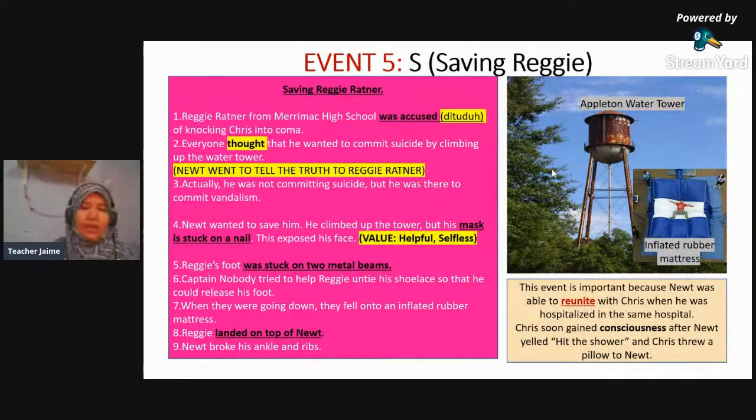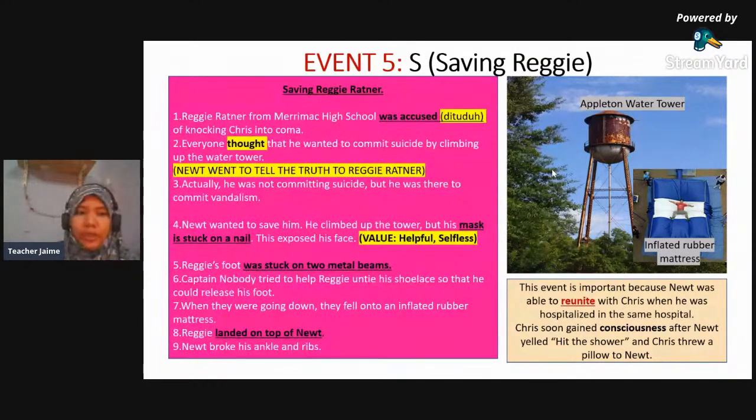Saving Reggie Redner. Ingat tadi Ricky. Ricky ni tak penting sangat. Reggie Redner from Merrimack High School. Ni adalah macam Chris tu dekat High School Fillmore. So yang Reggie Redner ni lagi satu sekolah yang lawan dengan sekolah Chris ni. Reggie Redner from Merrimack High School was accused, dituduh of knocking Chris into coma.